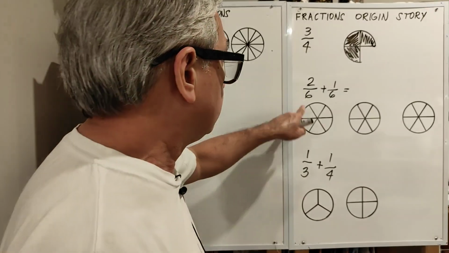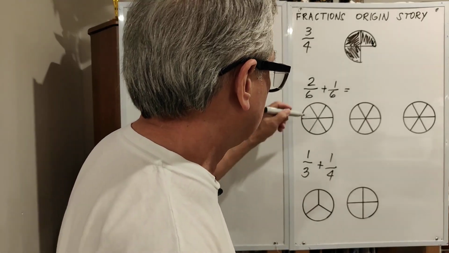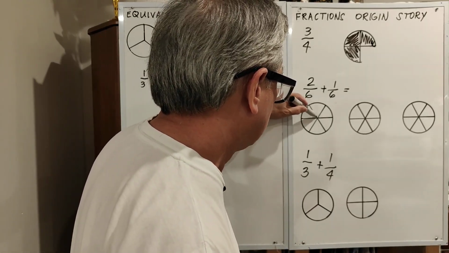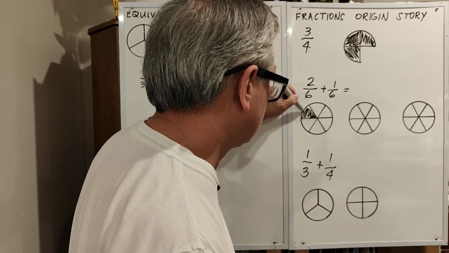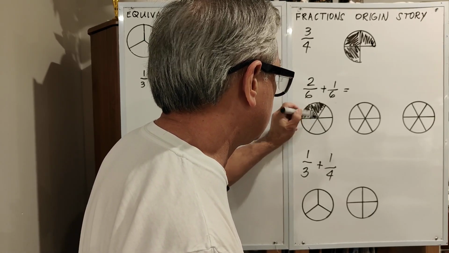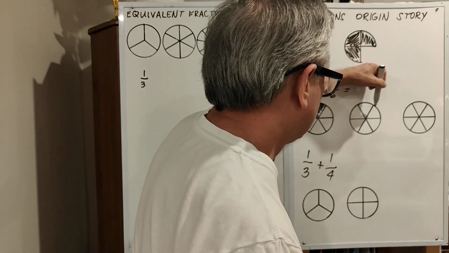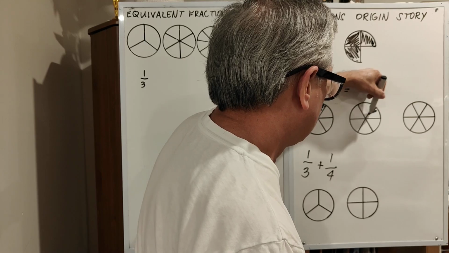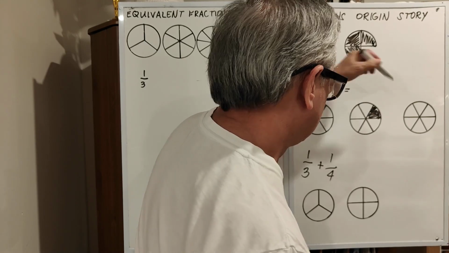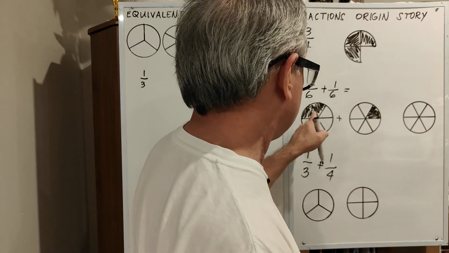Now, when you add two fractions that have the same denominator, it would be simple. Like 2/6. So I divided this into 6, and then I will shade 2. So I shade this one, 1, 2. So this is 2/6. And 1/6, so I'll just shade 1. So this is 1/6.